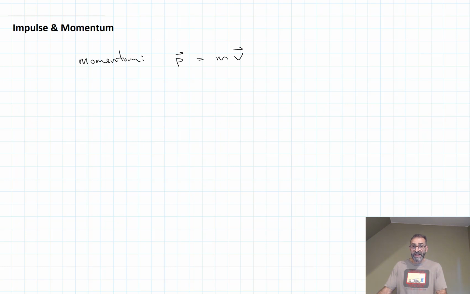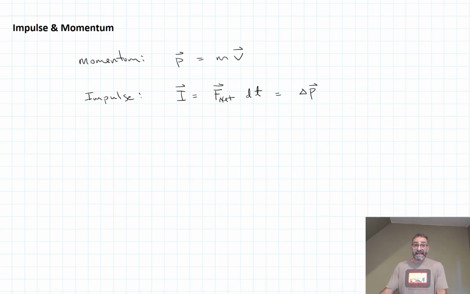Again, this is a vector equation. Momentum gets its direction from the velocity of the object. And as you can see here, a big, massive object moving fairly slow can still have a lot of momentum. And a small object has to move very fast to have a high amount of momentum. But it's a combination of mass and velocity.